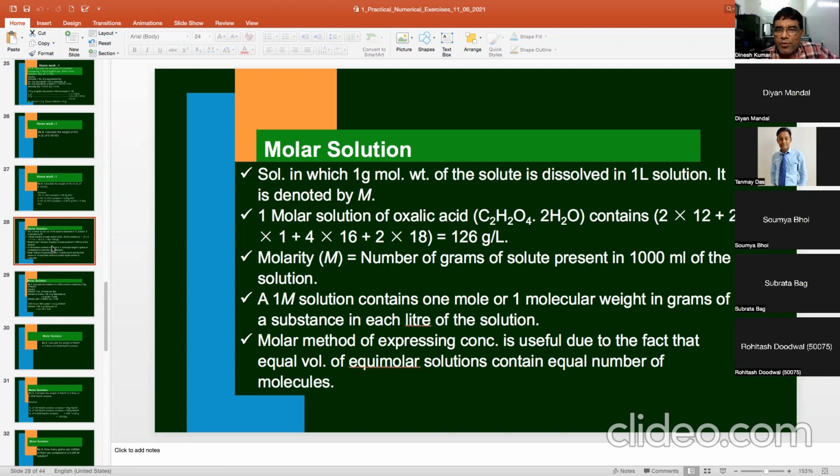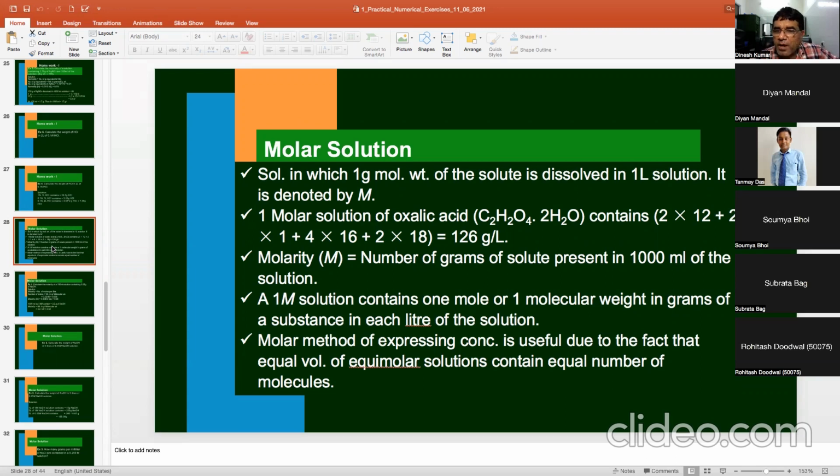1 molar solution of oxalic acid, for example, C2H2O4.2H2O, contains 2 carbon, so 2 into 12, plus 2 hydrogen, 2 into 1, plus 4 oxygen, 4 into 16, plus 2 H2O, you get 2 into 18. So it comes out to be 126 gram per liter. I think you know the weights of these and you can calculate the molecular weight.